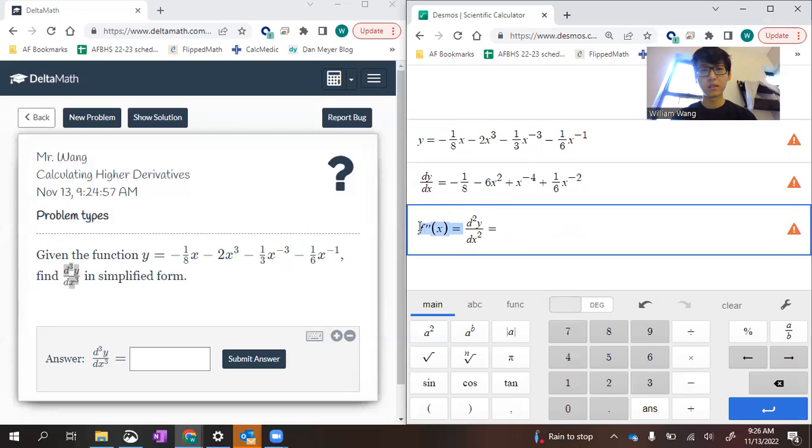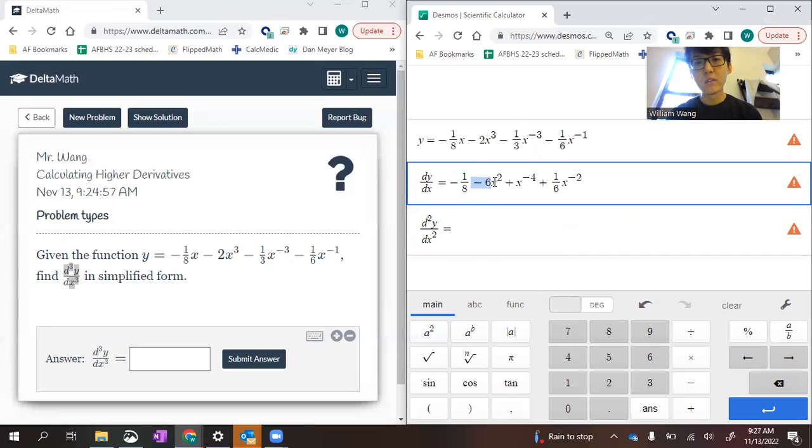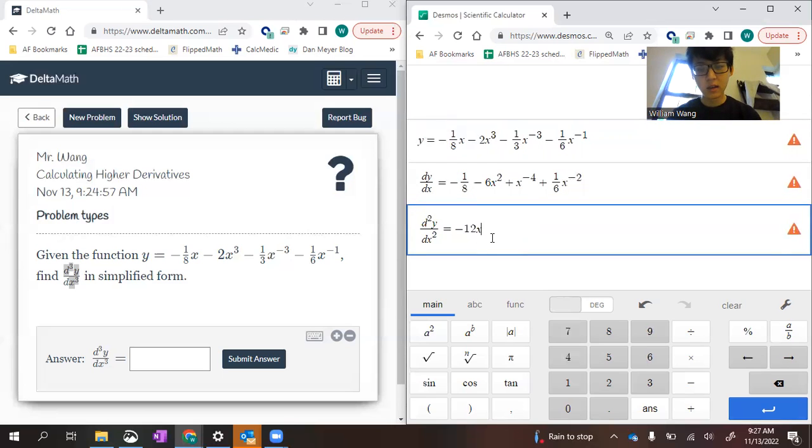Here, let me just erase this, and I'm going to do my second derivative. Derivative of negative 1/8 is 0. Derivative of negative 6x squared is negative 12x. Then minus 4x to the negative 5. Then minus 1/3 x to the negative 3. Okay, there's my second derivative.